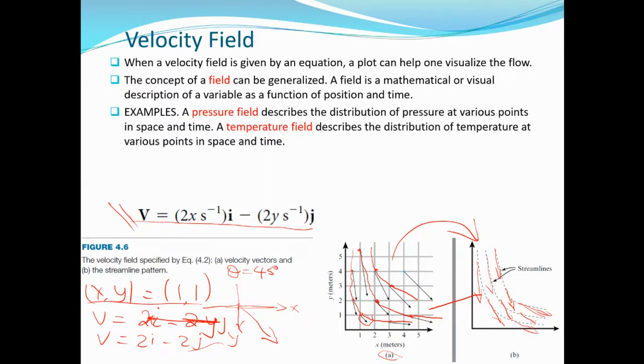So other examples here: this is the velocity field. You can have a pressure field, because it doesn't mean a parameter must be a vector. You can have a pressure field, which describes the distribution of pressure at various points in space and time, and you can have a temperature field, which describes the distribution of temperature at various points in space and time.